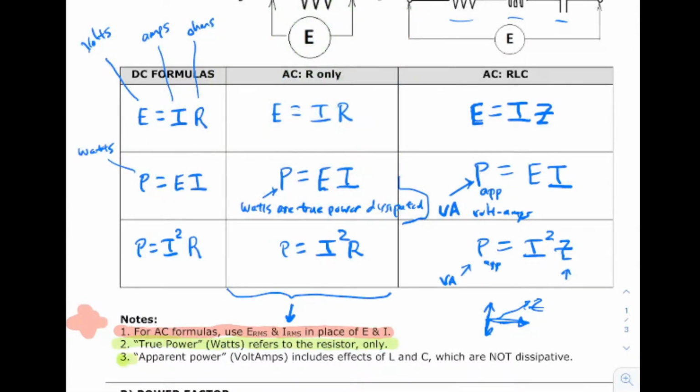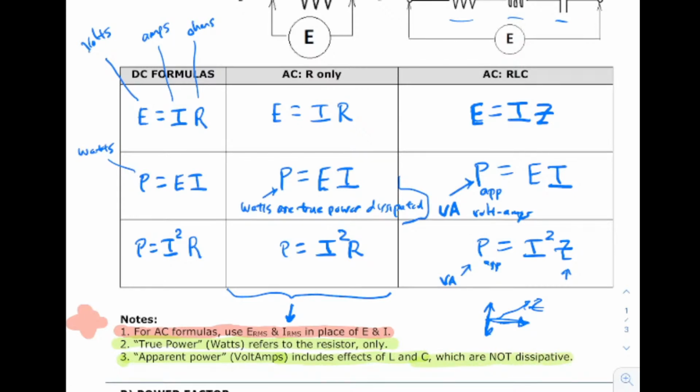Apparent power, which is called volt amps, includes the effects of L and C. Again, they do push back. You do have to fight against it. There's a sort of a power involved there, but it's not dissipative. It doesn't heat up and waste energy to the surroundings.